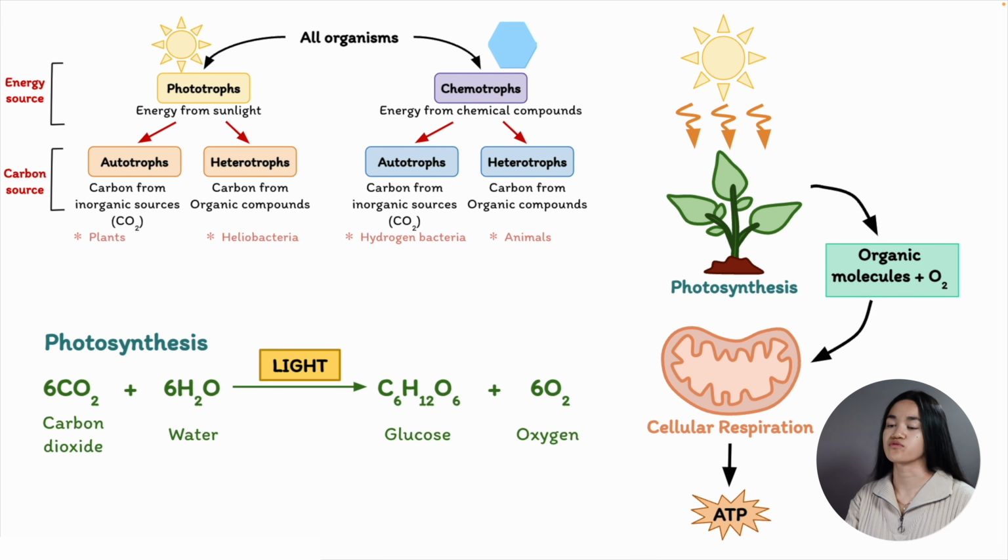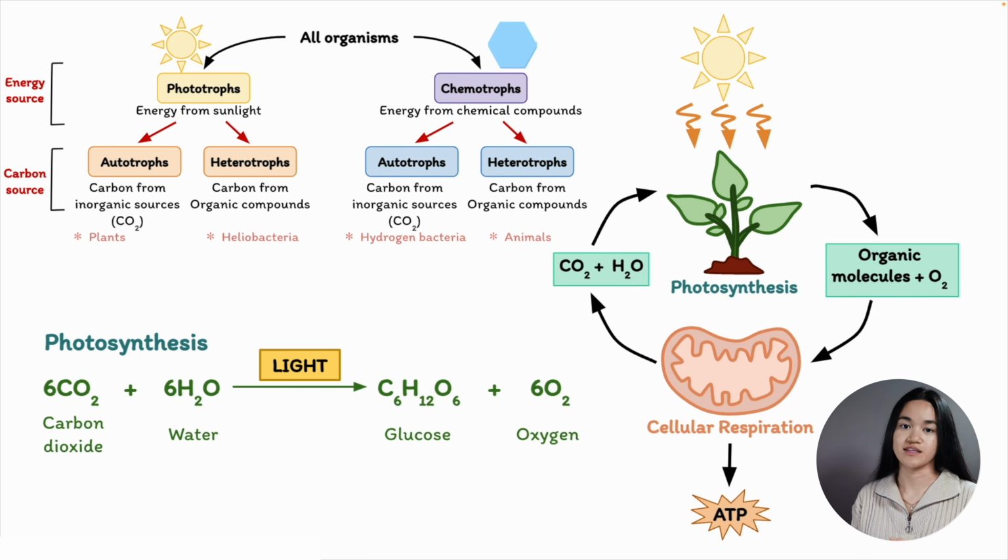It's used as a fuel for cellular respiration. The fuel is broken down using oxygen to make ATP. And the other products of cellular respiration, carbon dioxide and water, are used in photosynthesis. That's how these two processes connect.